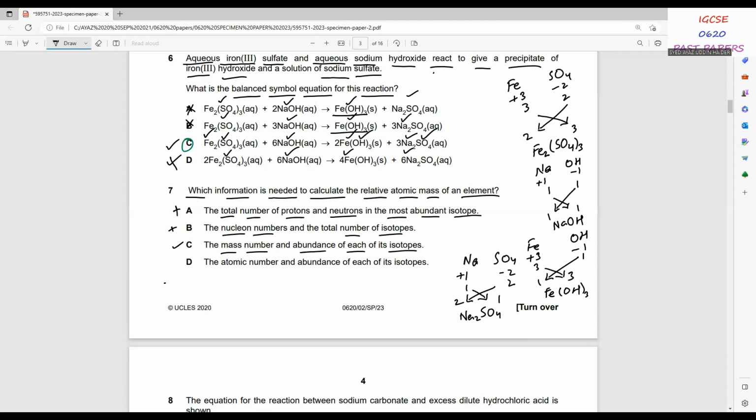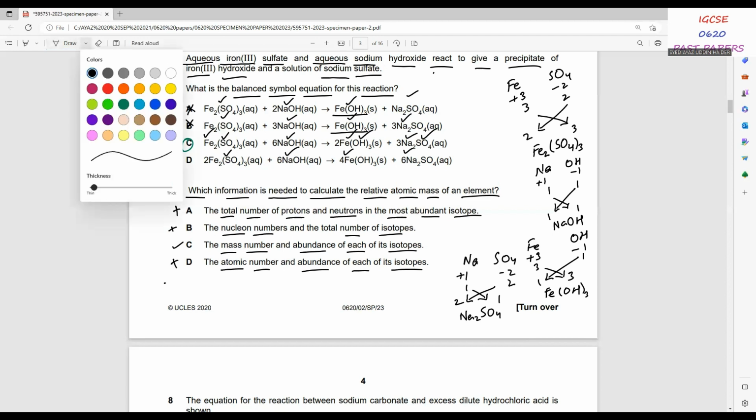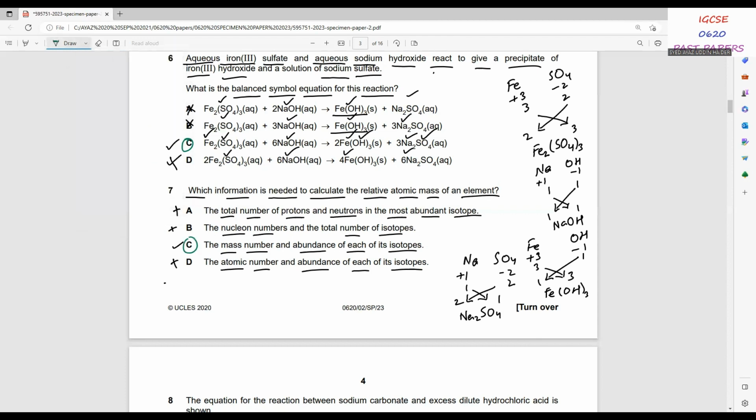I will see the D for your convenience. The atomic number and abundance of each isotope. Atomic number tells us the number of protons. So again, this is wrong. So C will be the right answer.